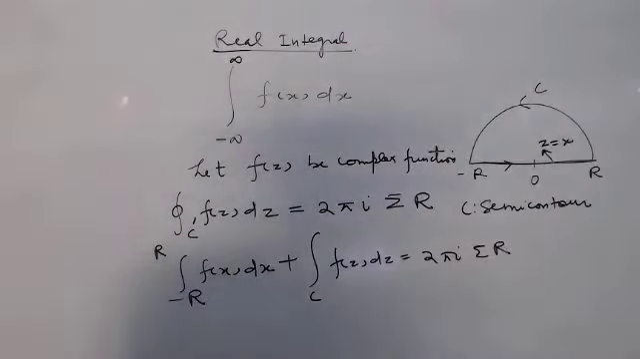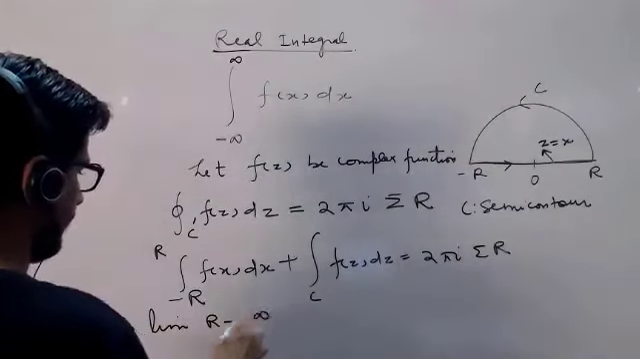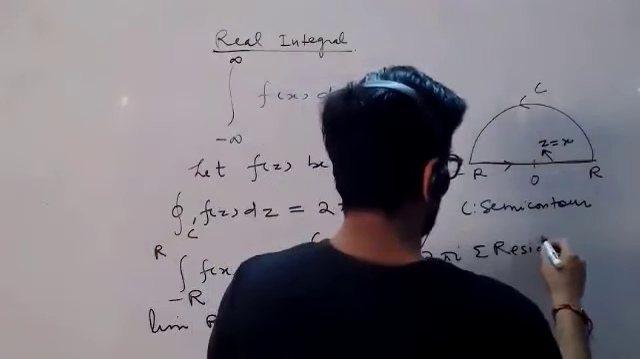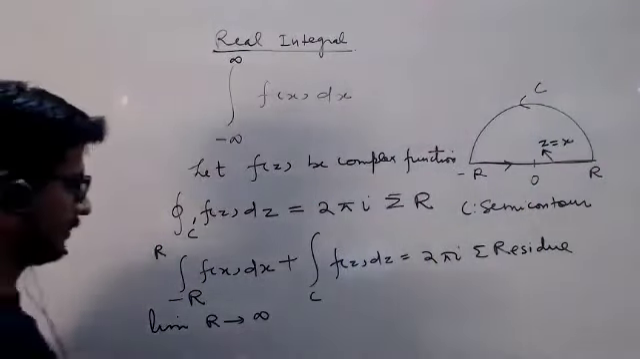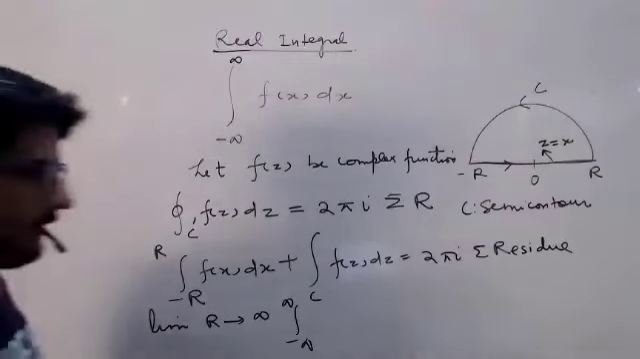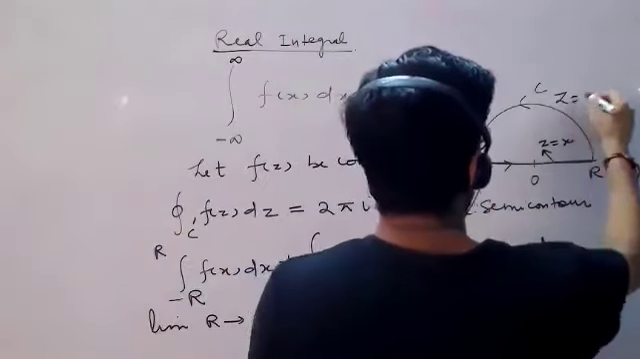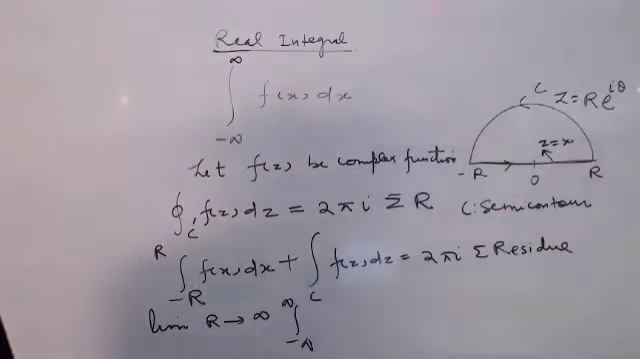And now let us put the limit of R tending towards infinity to the whole of this. This R and this R is different. Let me write here residue, not R. So limit R tending towards infinity will make this minus infinity to plus infinity. And when you put the limit, what is the value of z here? z is equal to R e to the power i theta. You can see the semi contour. z is equal to R e to the power i theta is the definition.